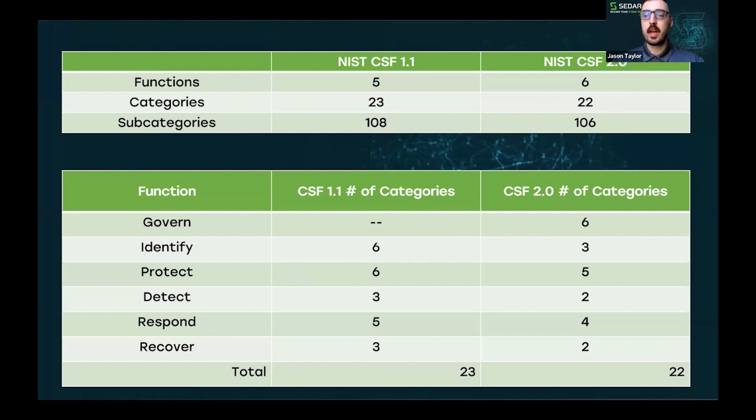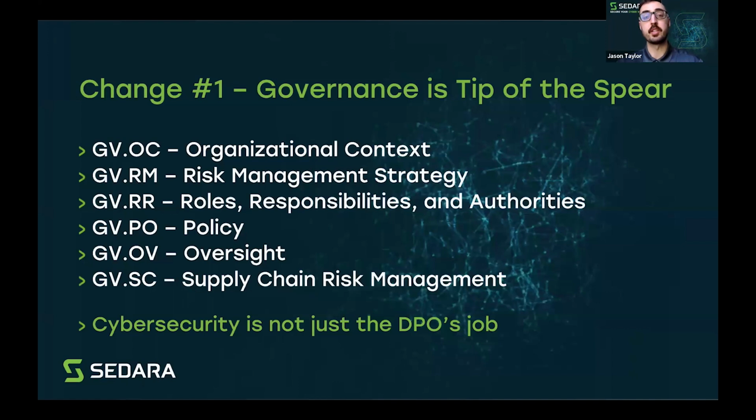Beyond just showing the numbers of how the taxonomy differs, I want to highlight in the next couple of slides six main changes or takeaways that I'd have for you between the NIST CSF 1.1 and 2.0. The first being, as I just mentioned, governance is now the tip of the spear. Listed there are all six new categories assigned to the Govern function. And at the end of the day, the moral of the story is that cybersecurity is not just the IT director's job. It's not just the data privacy officer or DPO's job.